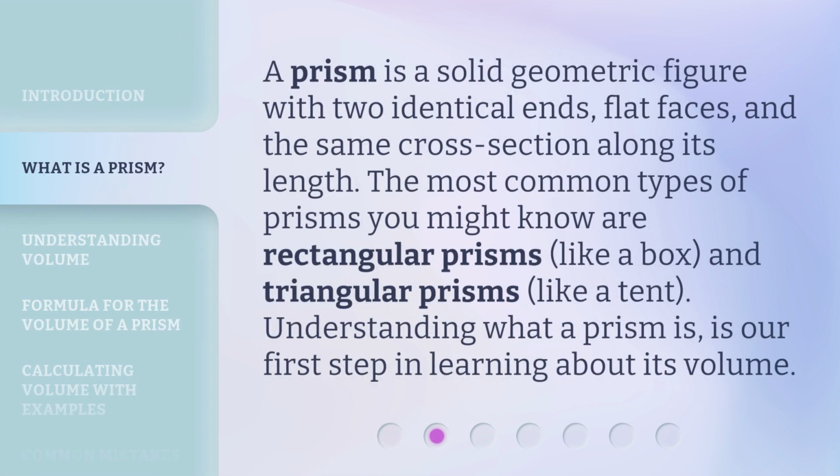A prism is a solid geometric figure with two identical ends, flat faces, and the same cross-section along its length. The most common types of prisms you might know are rectangular prisms, like a box, and triangular prisms, like a tent. Understanding what a prism is is our first step in learning about its volume.